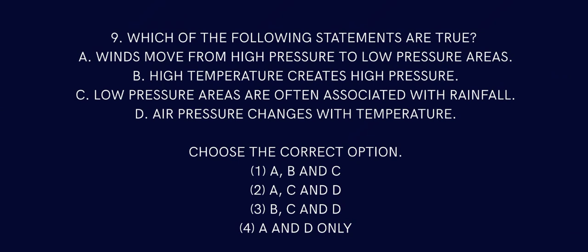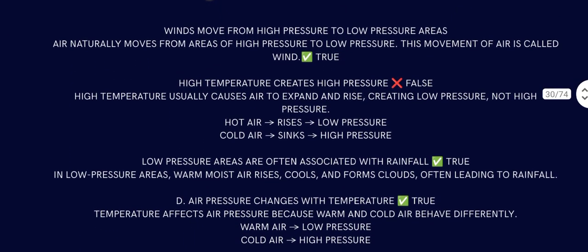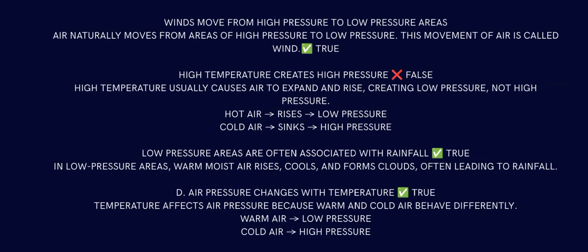Low pressure areas are often associated with rainfall. Yes, because there is rainfall happening. Air pressure changes with temperature. Of course, air pressure changes with temperature. So why is it not true? Let's talk about that. Winds move from high pressure to low pressure, like we already talked about. Air naturally moves from areas of high pressure to low pressure. This movement of air is called wind.